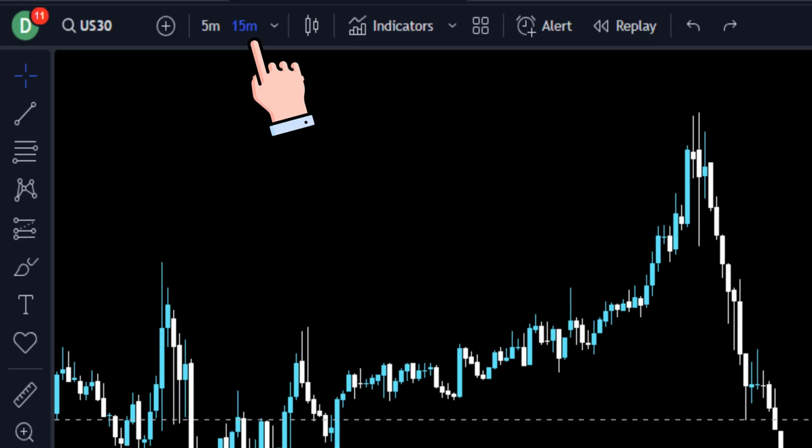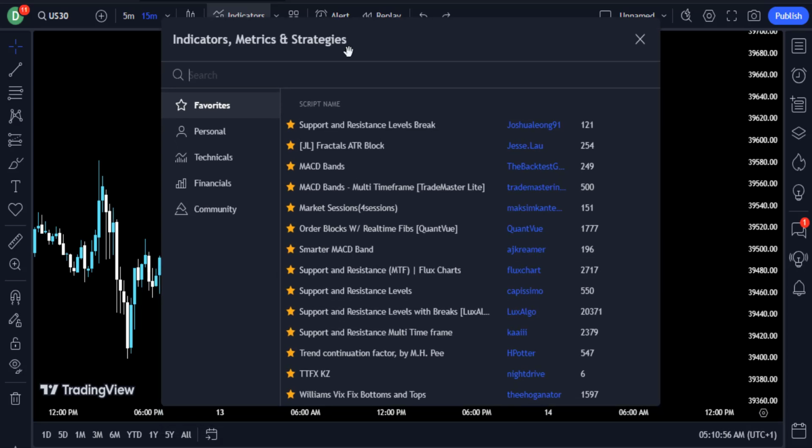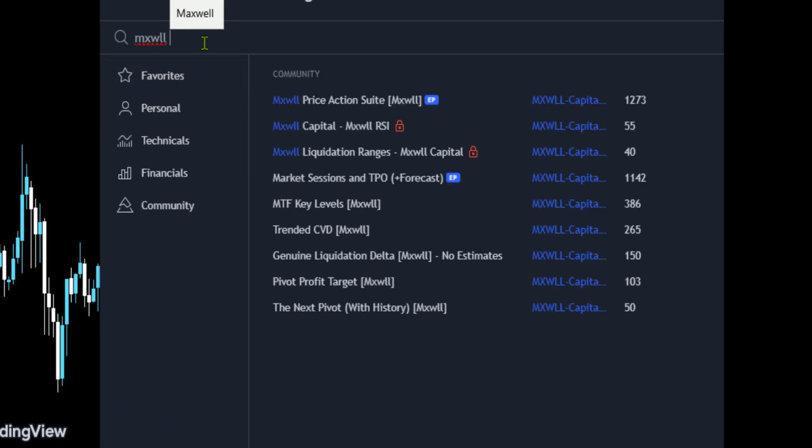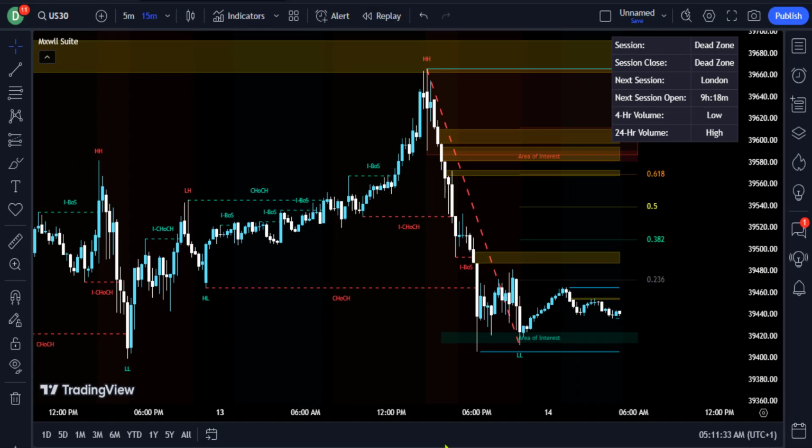Now, to add this indicator to the chart, first you are going to go ahead to this Indicators tab over here and search for the Maxwell Price Action Suite Indicator. And then you are going to click on this particular one, and the indicator will be added to the chart.